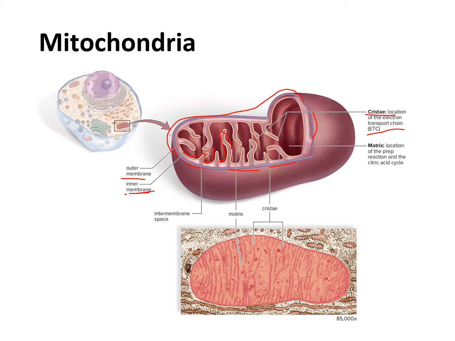Also, in the structure of the mitochondria, you have the intermembrane space. That is the space right between those two membranes. And then there is the matrix, which is the liquid inside the inner membrane. That is important because that's where the citric acid cycle takes place.